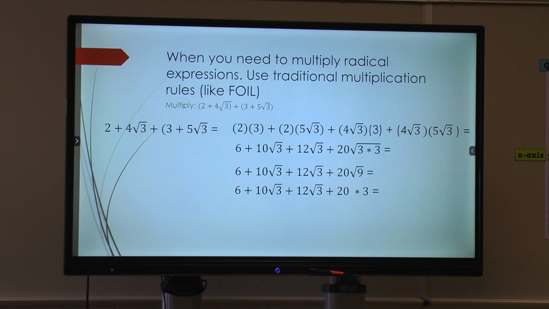Wait, am I supposed to wipe all that down? Yes. But we're not done yet, because now we can do what? We can simplify. We can leave it like this, but then it looks like a hot plate of mess. Okay?